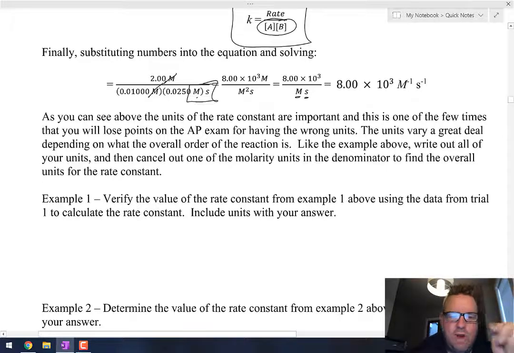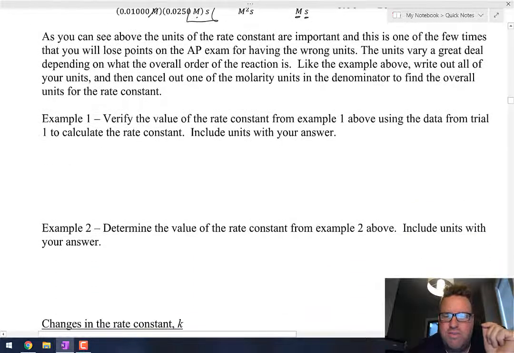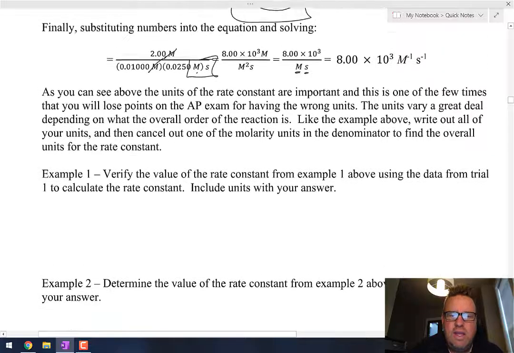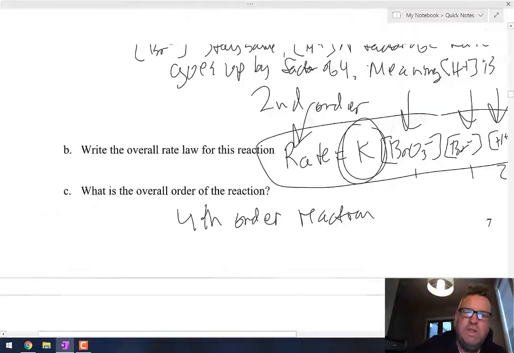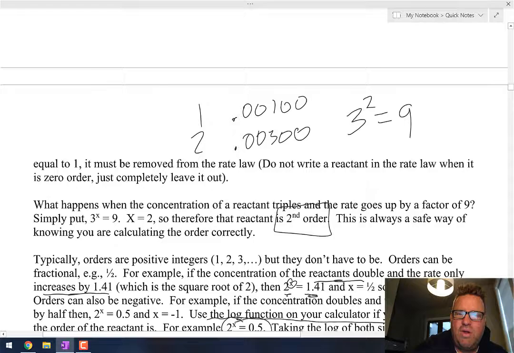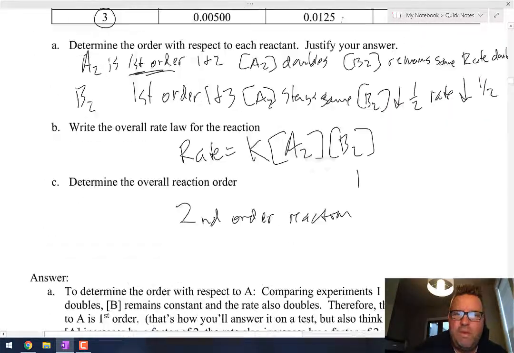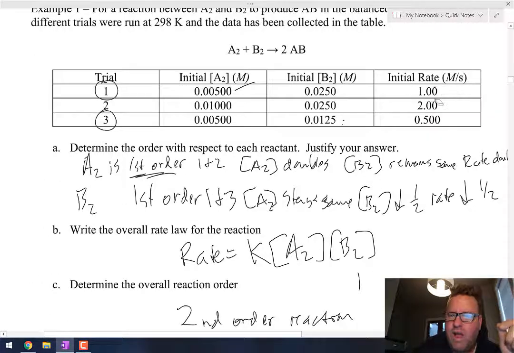Okay, so example 1 says verify the value of the rate constant from example 1 above using the data from trial 1 to calculate the rate constant. Include units with your answer. So if we use the information from trial 1 from example 1, then again we've got our rate is 1.00, and then we've got an initial concentration of A2 of this and of B2 of that. So we're going to set it up, and we're going to just solve for K.